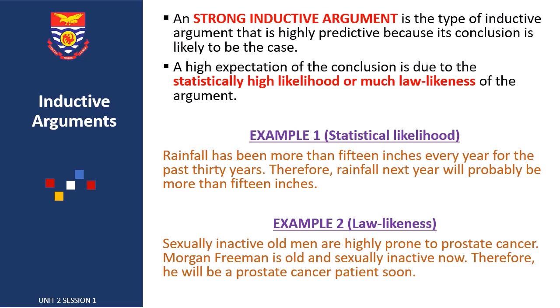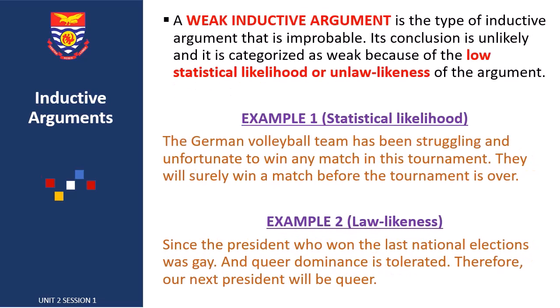Now look at the first one. Rainfall has been more than 15 inches every year for the past 30 years. Therefore, rainfall next year will probably be more than 15 inches. And this follows statistics, right? And look at the second one. Sexually inactive old men are highly prone to prostate cancer. Morgan Freeman is old and sexually inactive now. Therefore, he will be a prostate cancer patient soon. And these are strong inductive arguments.